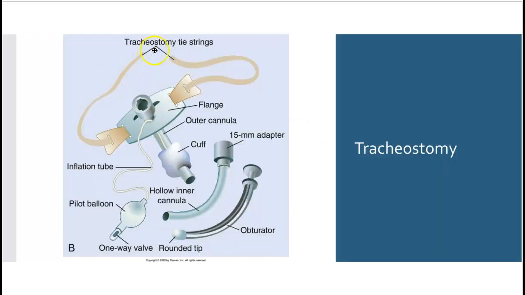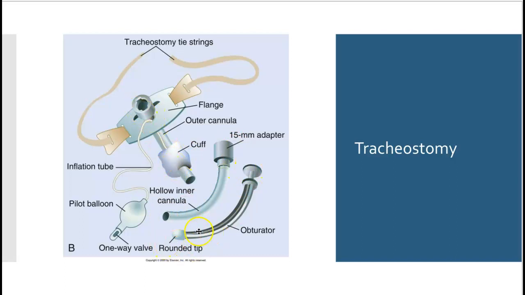So this is a review, because I know that you learned about tracheostomy when you were learning about suctioning. This is just how it looks when it's not inside the patient. So this is our flange. The outer cannula has the cuff that helps to keep it in place. There is a hollow inner cannula which goes in here.